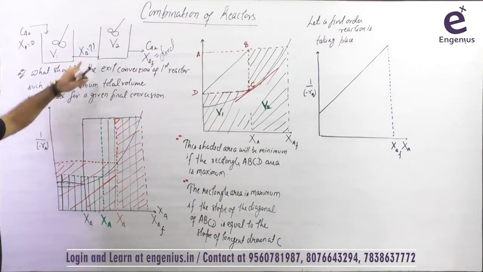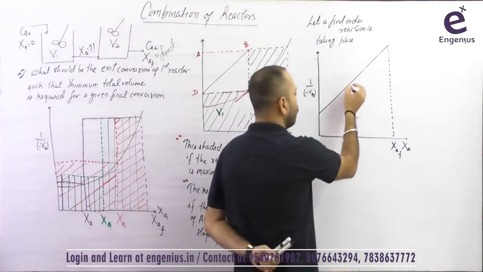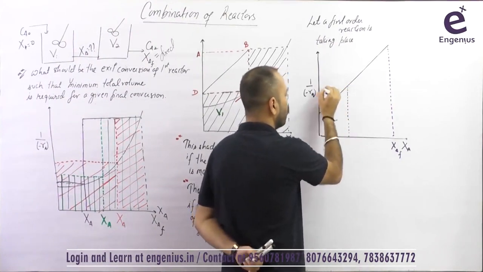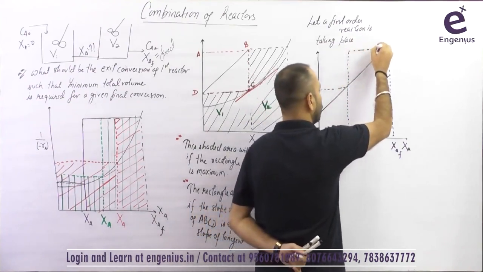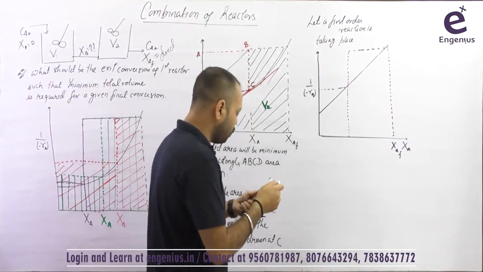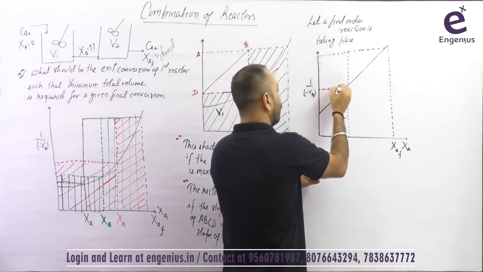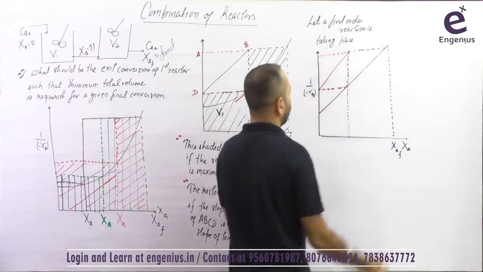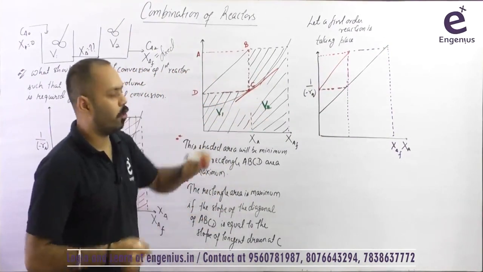Now I am saying, what should this conversion be such that the total volume of the reactor is minimum? Suppose let the intermediate conversion I'm taking as this. This is the intermediate conversion, fine. And I'm saying that at this point, the total volume of the reactor system is minimum. So definitely, if this happens, then you are going to maximize this rectangle area. And how is this maximum? What is the slope of the diagonal? This is the slope of the diagonal. If this slope and this slope are equal, then the volume V1 plus V2 is minimized.